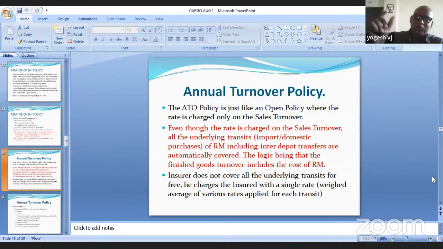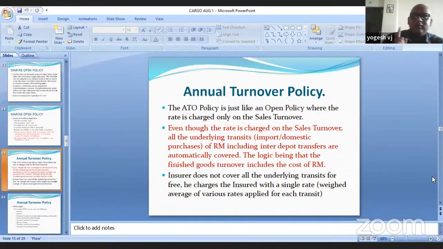So the finished product sum insured is taken as the sum insured for the annual term. I mean, the total movements that are taking place across the year during the policy period is considered as the sum insured under this policy. Now, the insurer does not cover all the underlying transits for free. He charges the insured with a single rate.